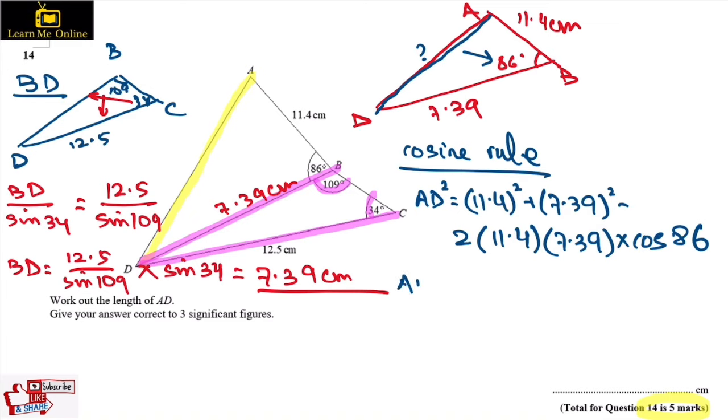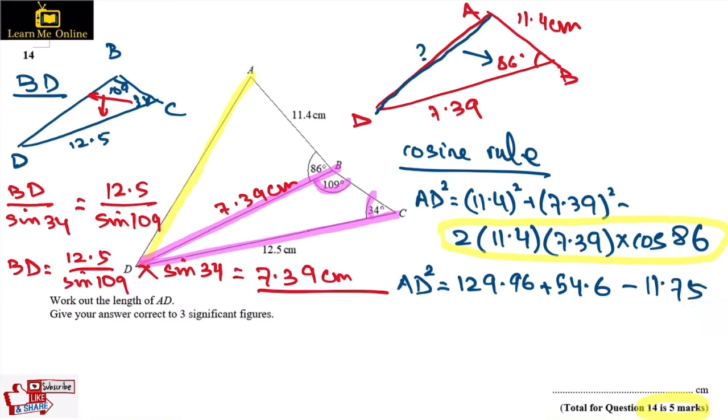You do AD squared equals the square of the first length plus the square of the second length. So 11.4 squared would be 129.96, plus 7.39 squared, which gives 54.6, minus, when you type this whole thing in the calculator, which is 2 times 11.4 times 7.39 times cos 86, you will come out with 11.75. You put the whole thing in the calculator again, add them together, minus, and you would have 172.85.